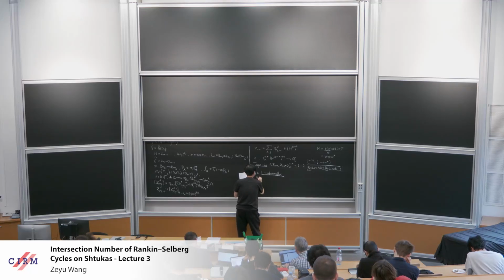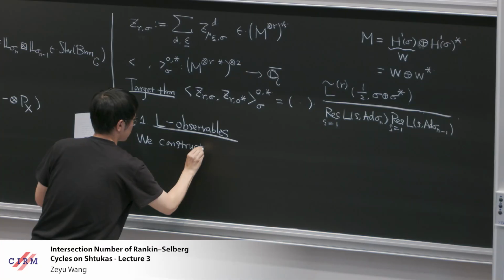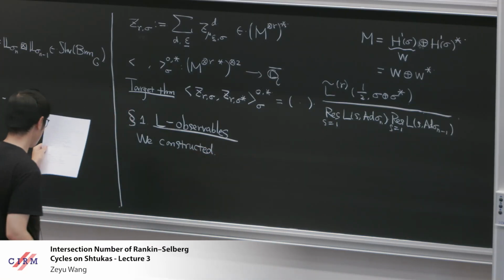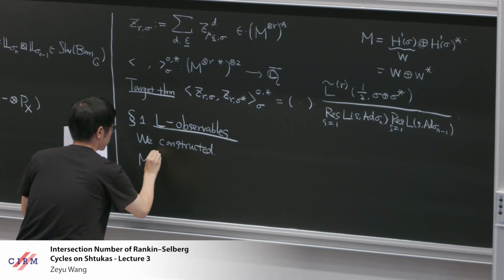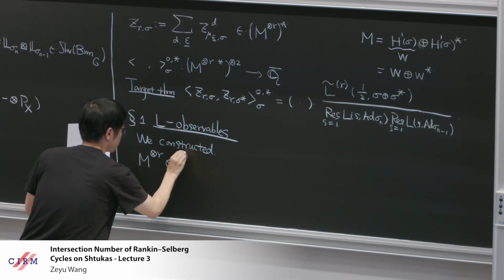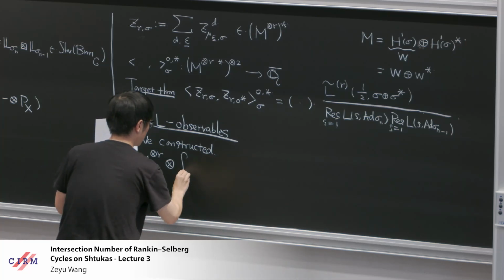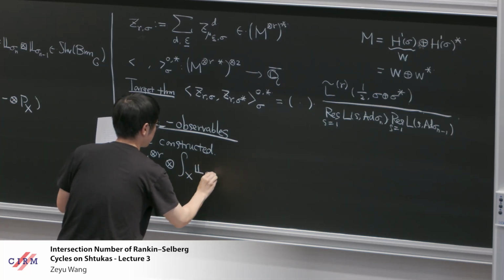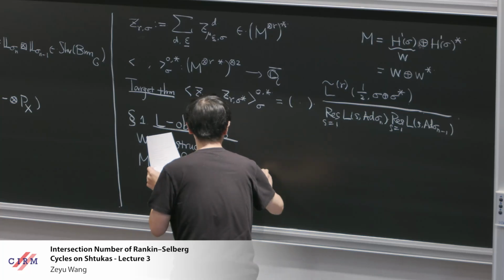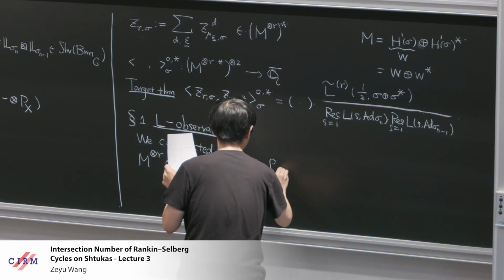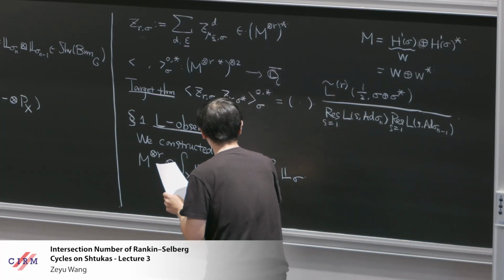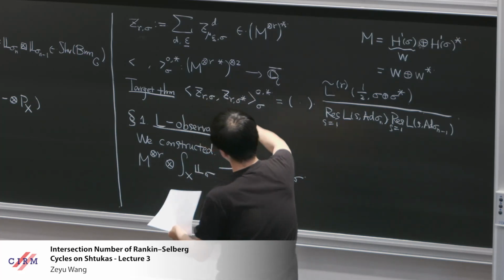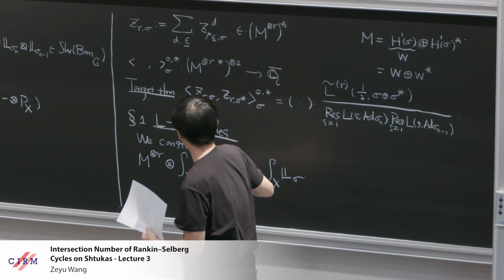So recall that we constructed two maps of the following form. From M tensor R, tensor with this geometric version of pure integral, to this geometric pure integral. This map, I think last time was denoted by A_epsilon, but now I'm summing over all epsilons, and I just denote it by A.